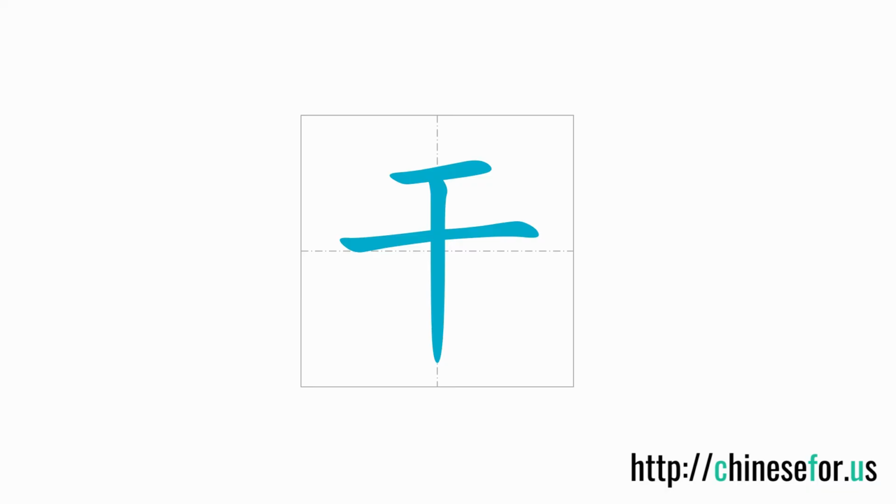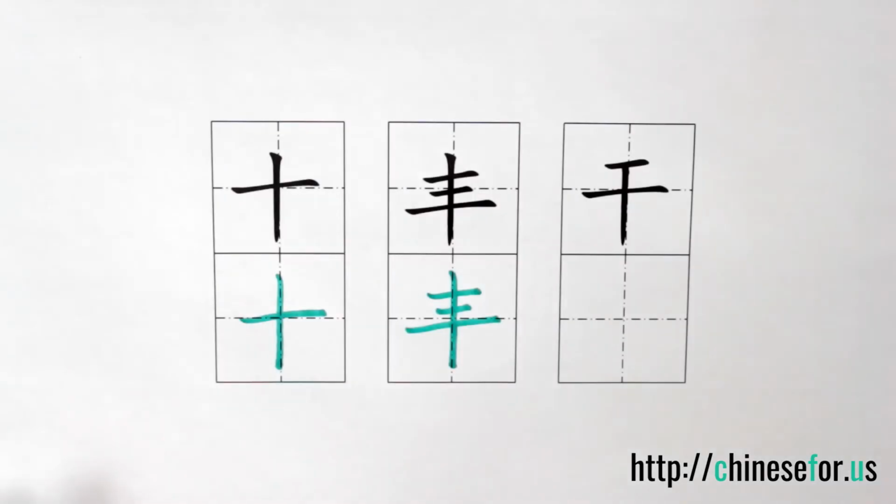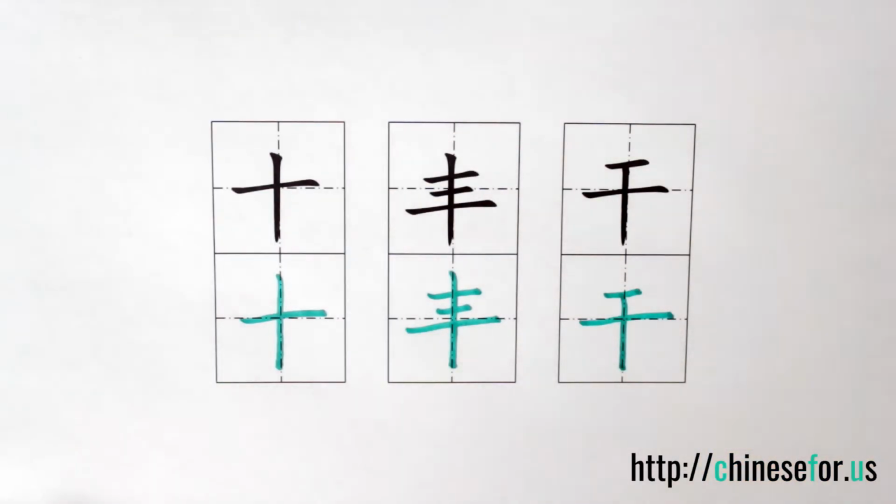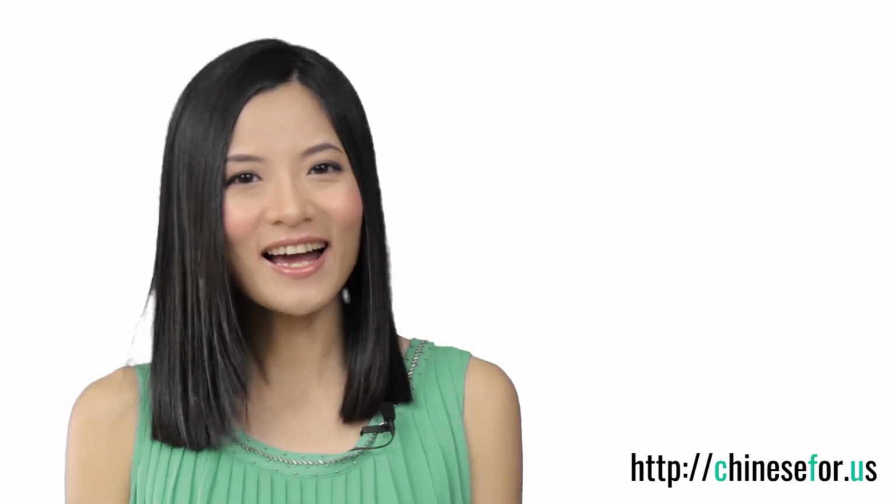Okay, the third one, 干, it means dry. I'll let you decide how to write it first. Try it on your practice sheet. Yes, the way you write 干 is to write the 2 横 first and then 竖. 非常好, so now we'll move on to stroke order rule number 2.